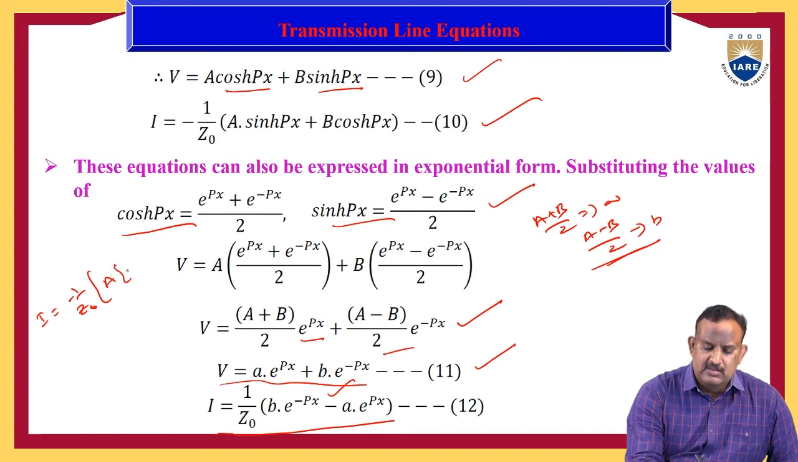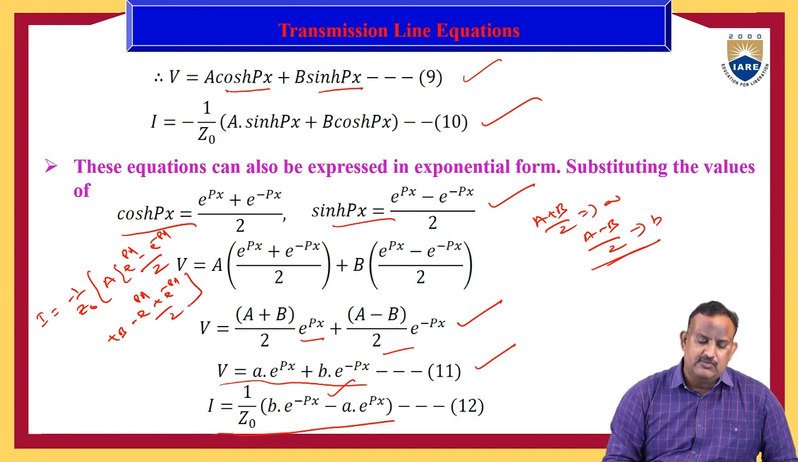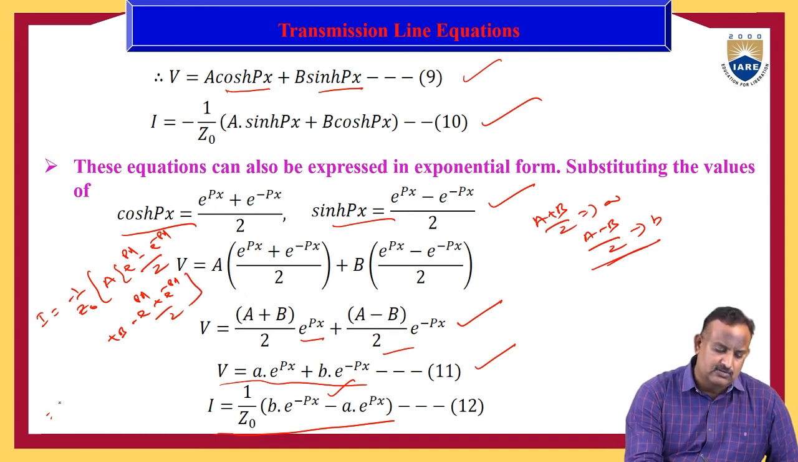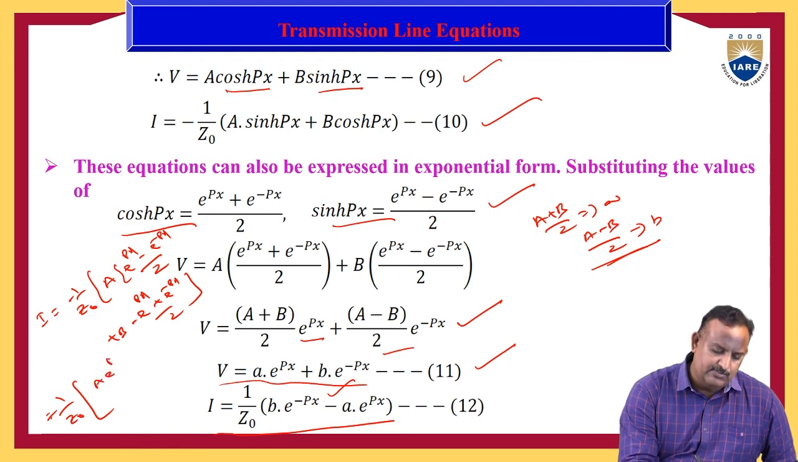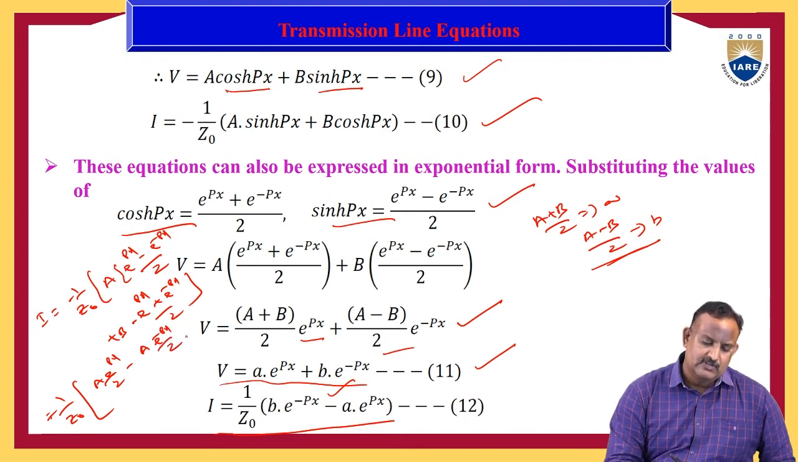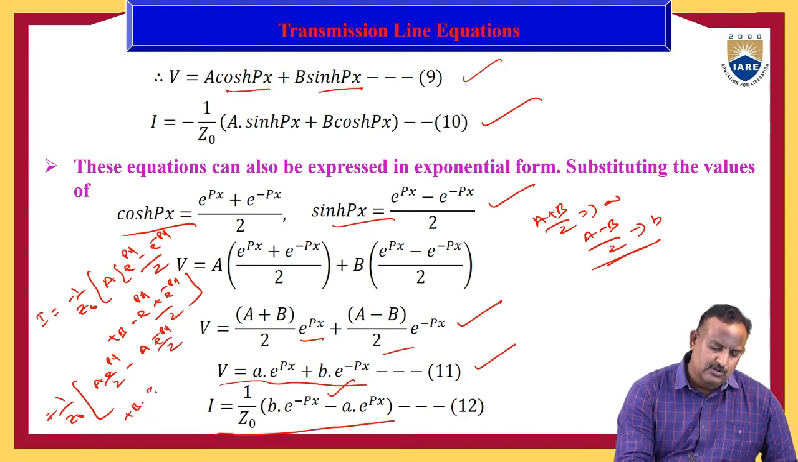sinh px equals (e^px − e^−px)/2 plus b into (e^px + e^−px)/2. So here, if we take common, I is equal to −1/Z0 into [a e^px/2 − a e^−px/2 + b e^px/2 + b e^−px/2].